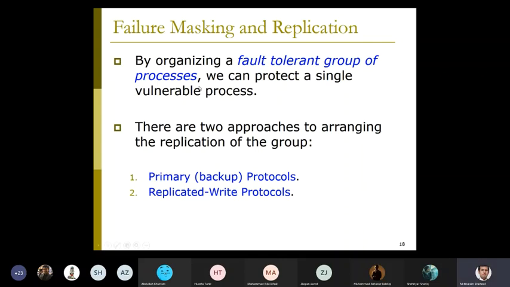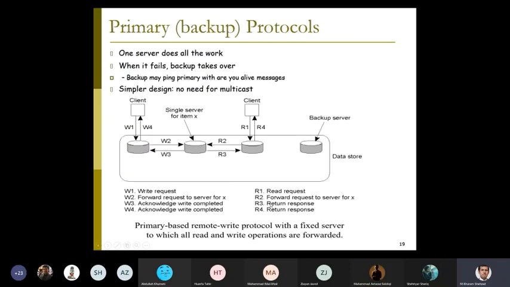So let's go to failure masking and replication by organizing fault tolerance groups of processes. We can protect a single vulnerable process. If one process is very important, then we can have multiple copies on different nodes running in parallel. So in this case we can protect that process. There are two approaches to arranging the replication of the groups. One is primary or backup protocols. Another one is replicated write protocols. So let's consider this.